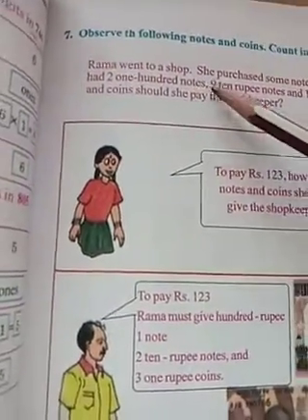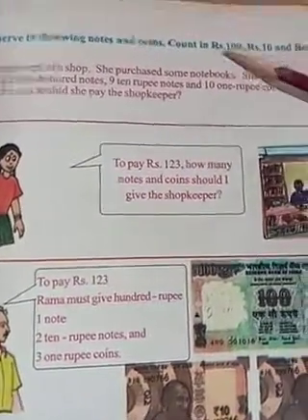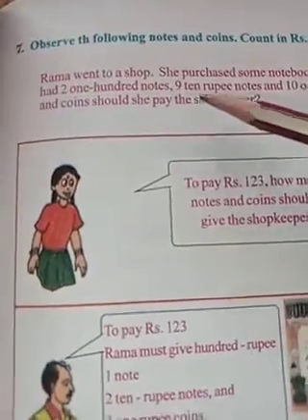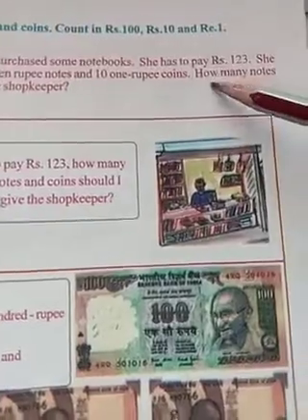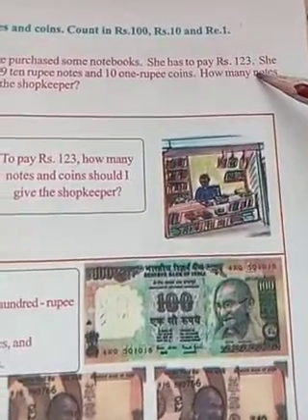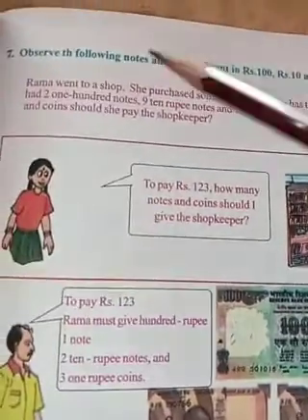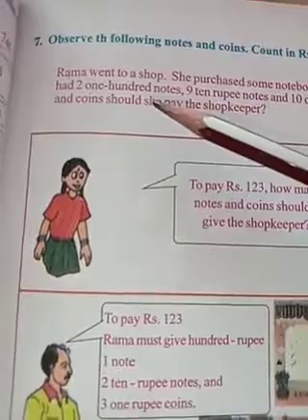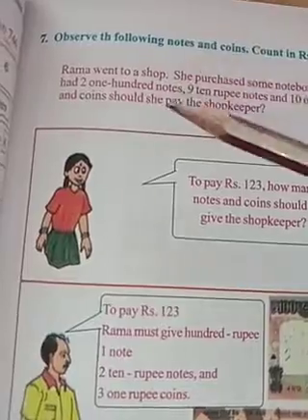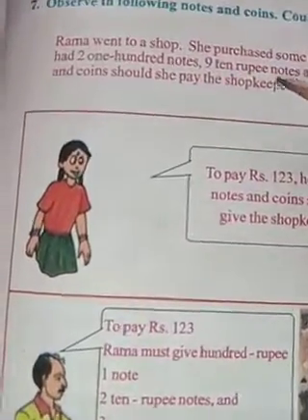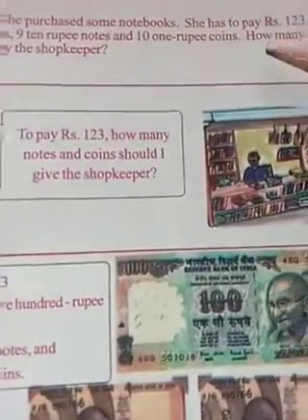Rama went to a shop. She purchased some notebooks. She has to pay 123 rupees. She had 2 100 rupee notes. So how many rupees does she have? 2 100 rupee notes, 9 10 rupee notes and 10 1 rupee coins.